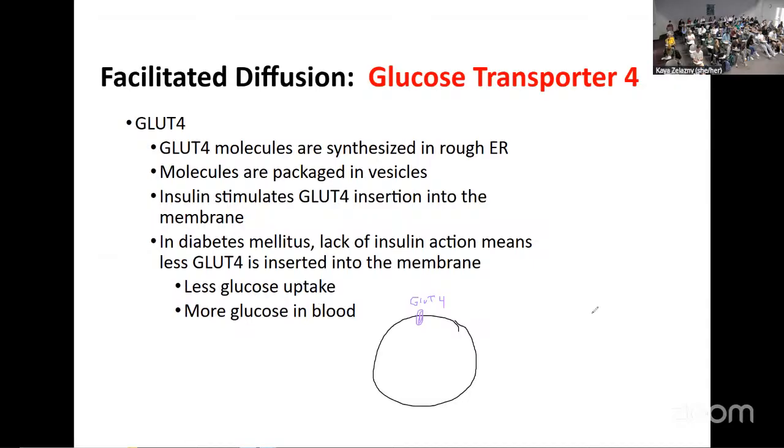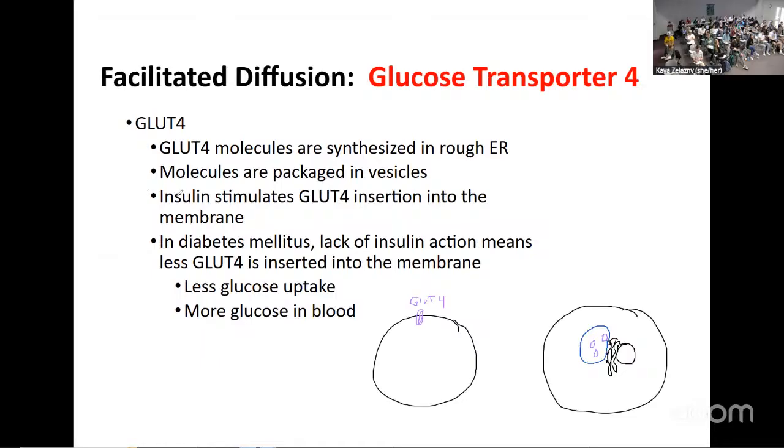But in the presence of insulin, right, we're going to have a lot of cellular machinery working. So I'm going to draw a nucleus. I'm going to draw some endoplasmic reticulum, right? We're making proteins in here because it's the rough kind. It's got ribosomes on it. So we're making a bunch of little GLUT4. They get packaged into a vesicle, right? So into a little bubble, okay?